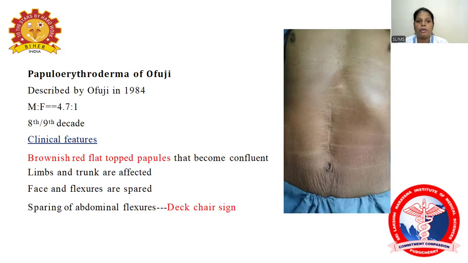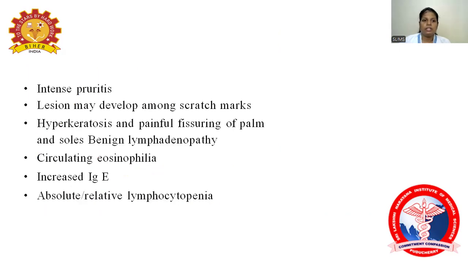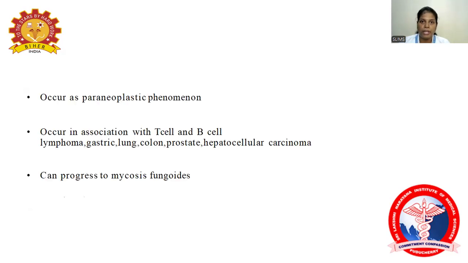Clinical features include brownish red flat-topped papules that become confluent. Limbs and trunk are affected. Face and flexures are spared, and there can be intense pruritus. Lesions may develop among scratch marks, with hyperkeratosis and painful fissuring of palms and soles. There can be benign lymphadenopathy, circulating eosinophilia, increased serum Ig level, and absolute or relative lymphocytopenia.